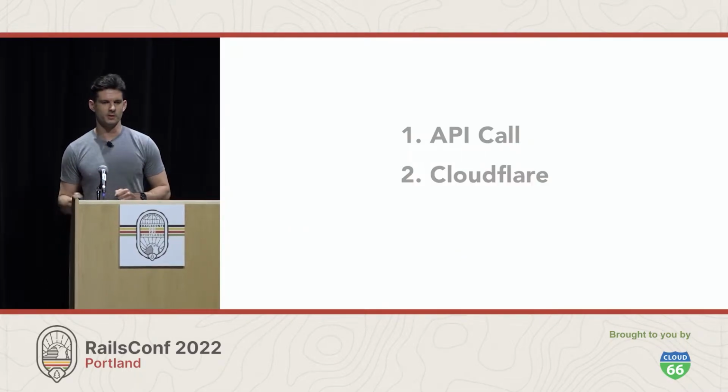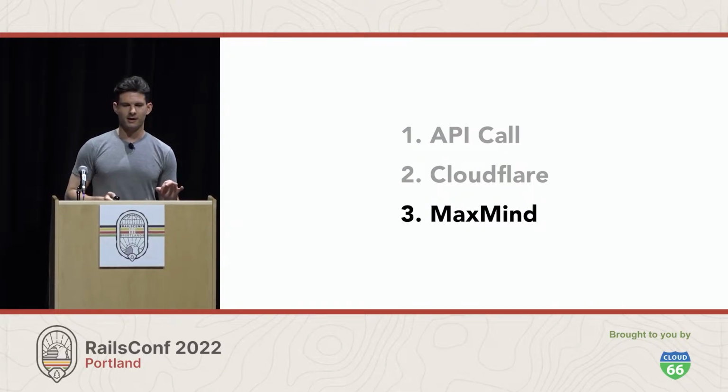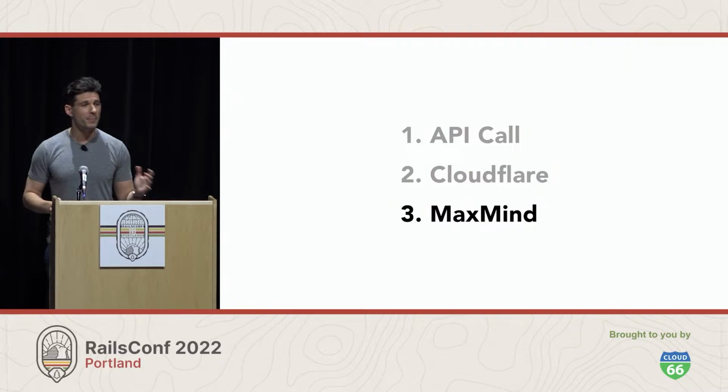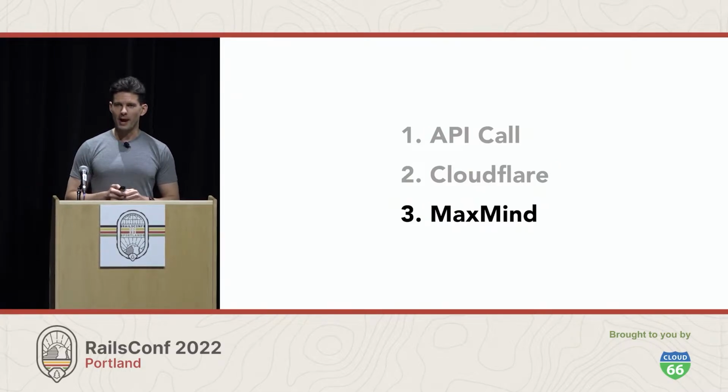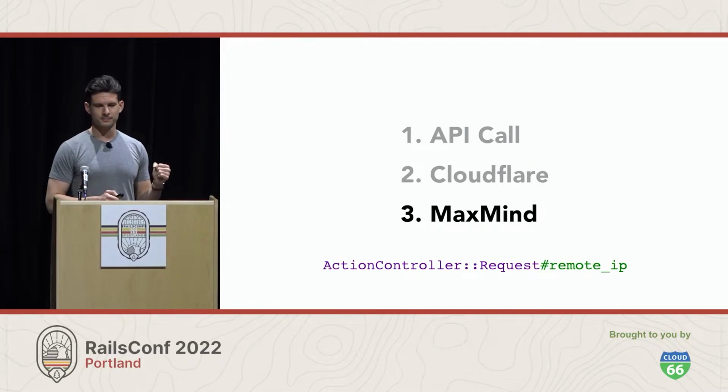Then we found this service called MaxMind. MaxMind provides geolocation data that allows you to find a location based on an IP address. And Rails does give us easy access to a visitor's connecting address. So this one seemed like it could be a good fit.